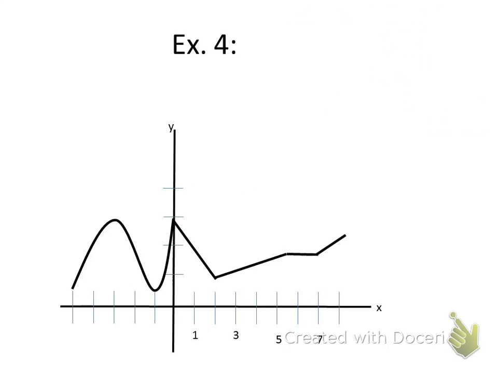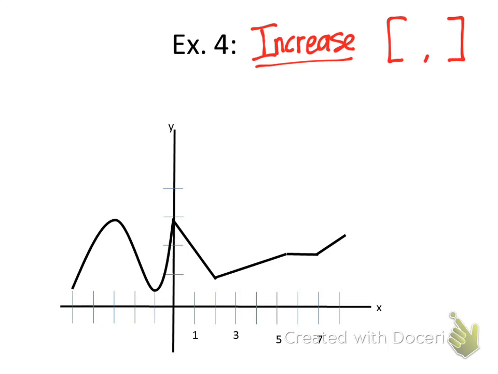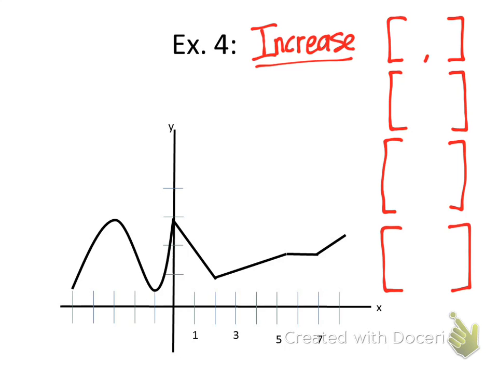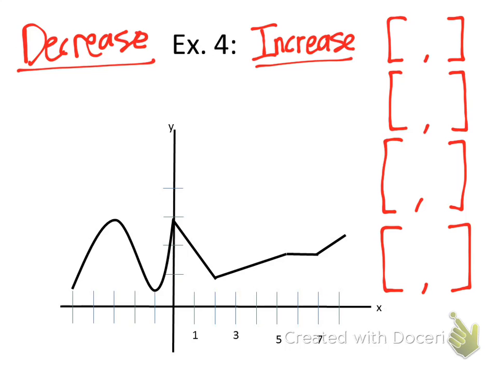Okay, so on your whiteboards, I want you to write down the following. We have 4 increases and 2 decreases. So let's start with the increases first. Okay, and we said there's 2 decreases. I would write that over here. Only 2 decreases.